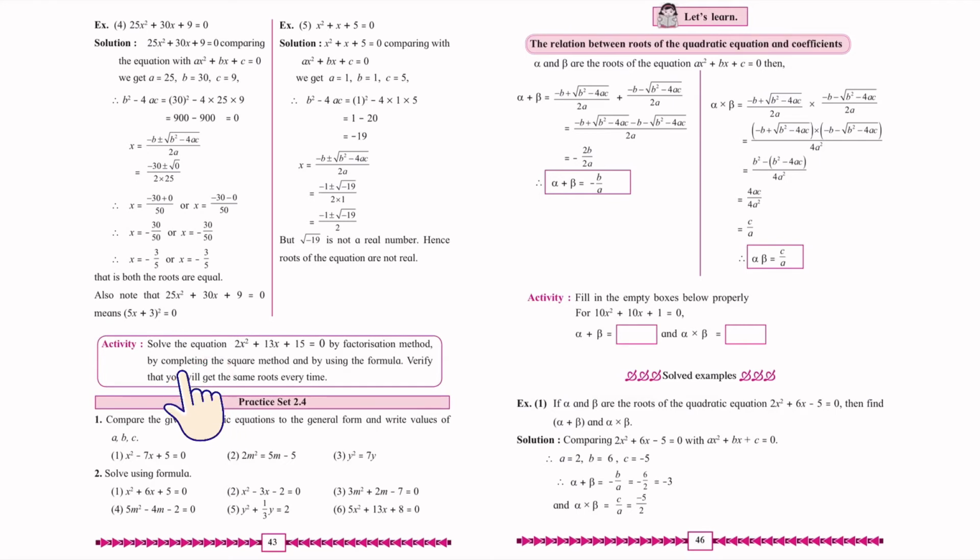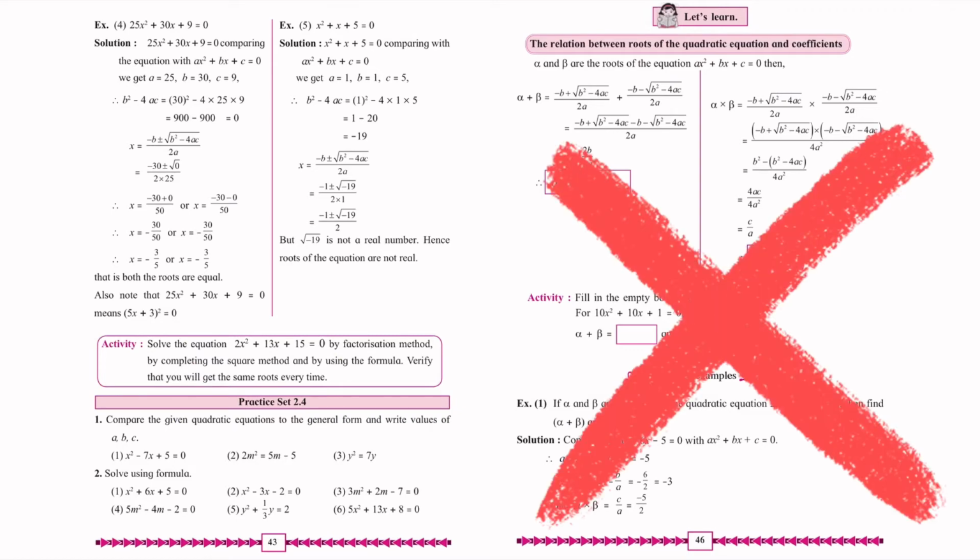By the completing square method is reduced, and by using the formula, verify that you will get the same roots every time. So factorization and the formula remain, but the completing square method, those words, you have to cut, because the completing square method is reduced. Directly on page number 46, the full page is reduced.